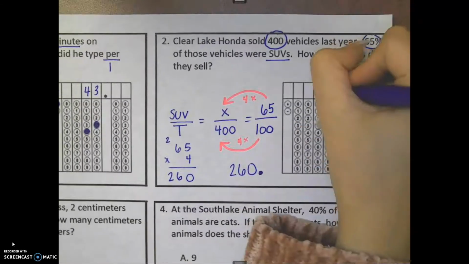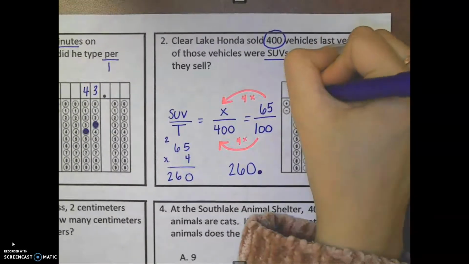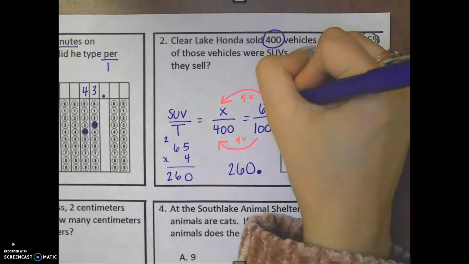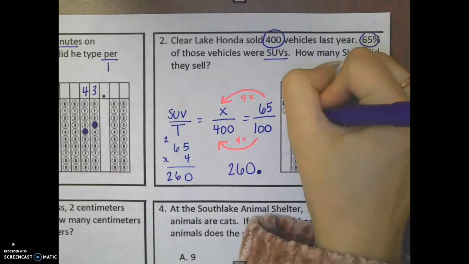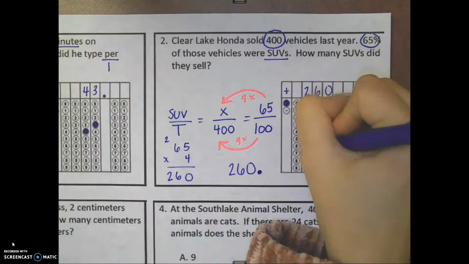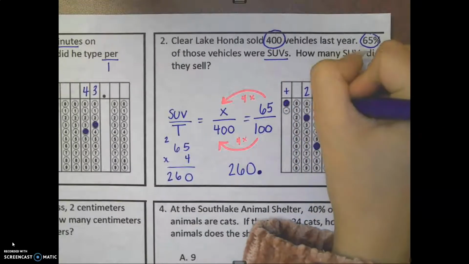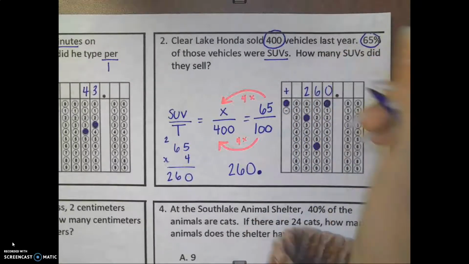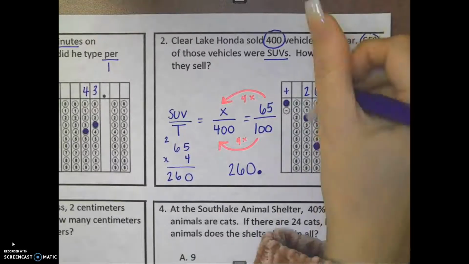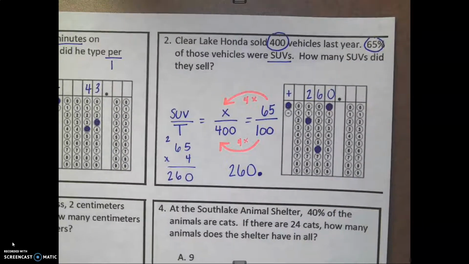And then just like before, my decimal will go all the way to the end. And then I bubble it in exactly how I see it. Don't forget about your sign. So 260. And then you do not need to bubble in those extra zeros. You can just leave it as is.